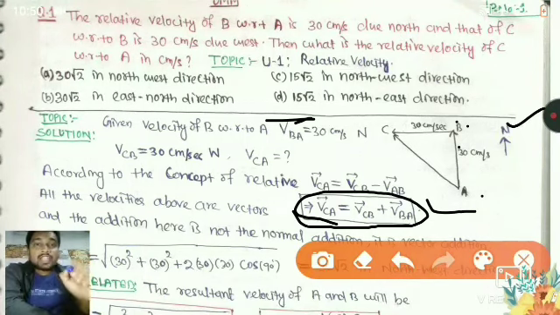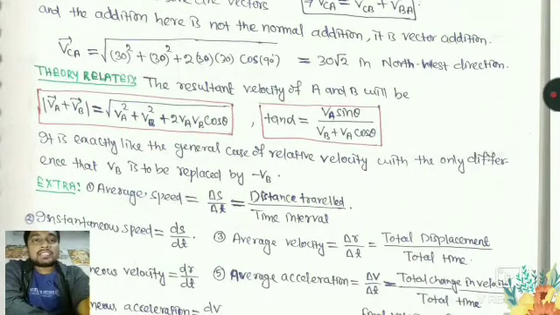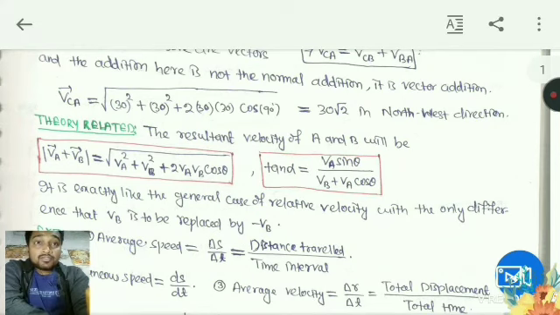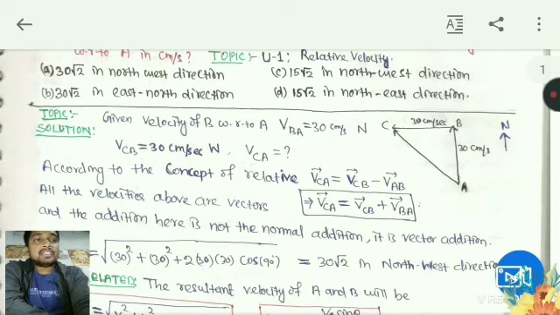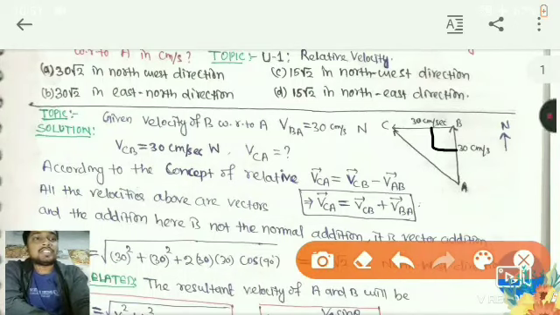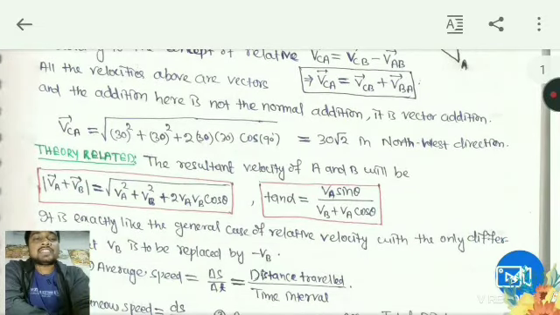For this we have to apply the triangle law of vector addition that is given here. VCA is equal to the square root of 30 square plus 30 square plus 2 into 30 into 30 into cos theta. Theta is the angle between the two vectors, or here two velocities. The two velocities are at 90 degrees with each other. So we put cos 90, and we know cos 90 value is 0. So we get VCA is 30 root 2.